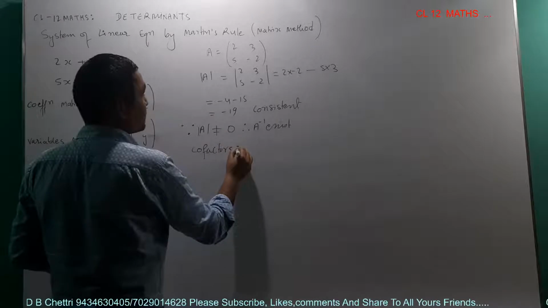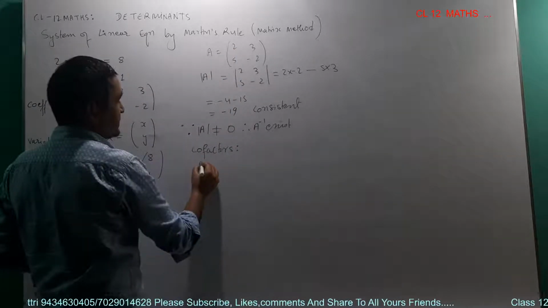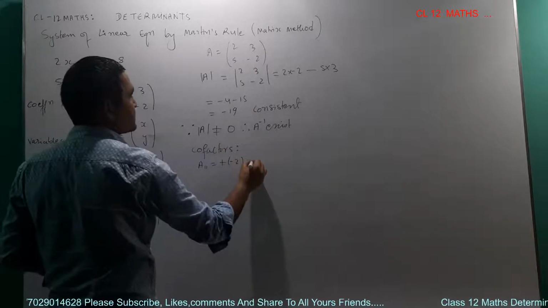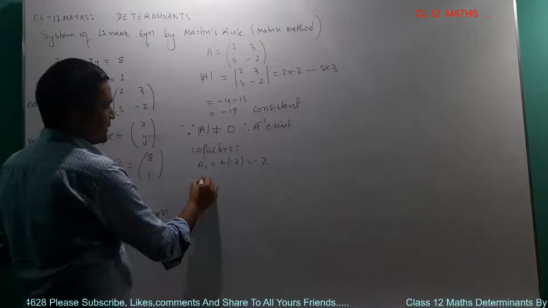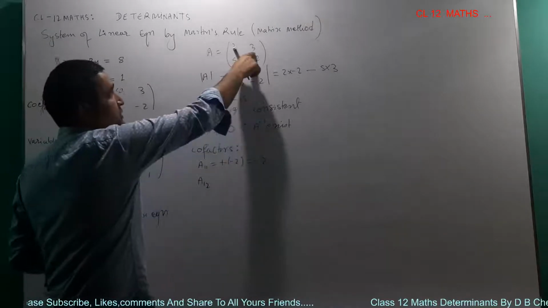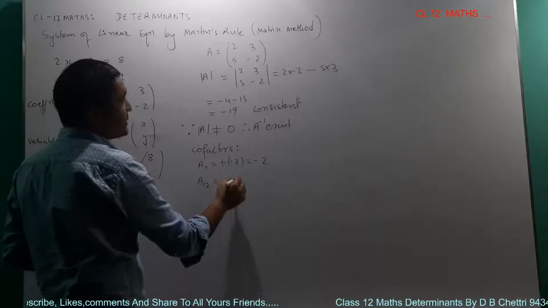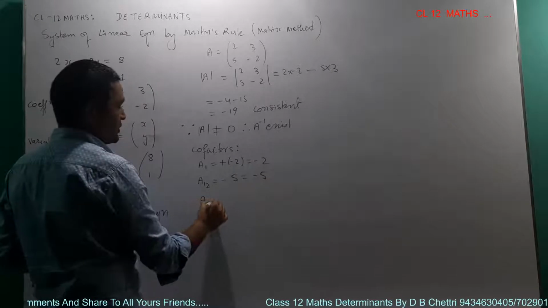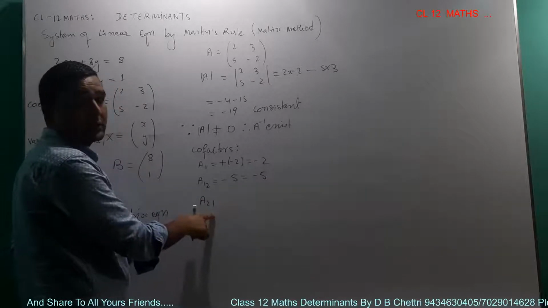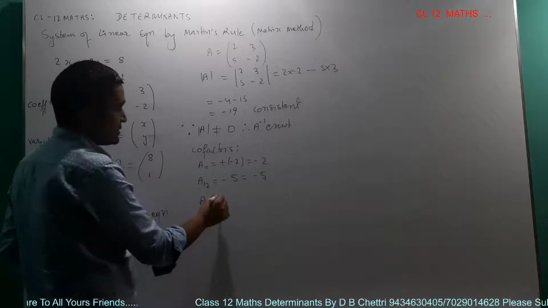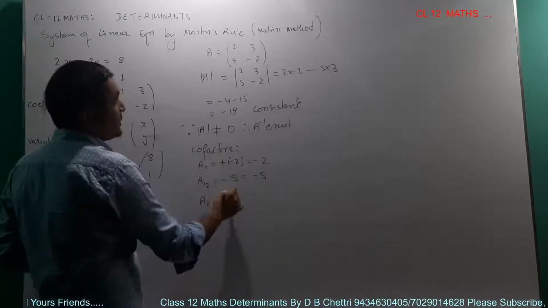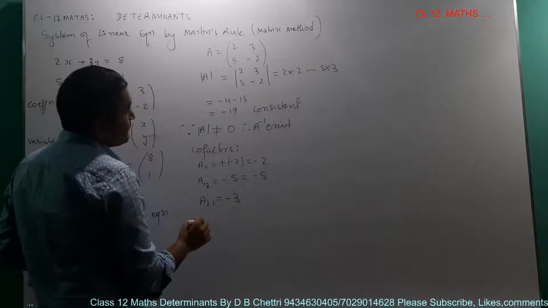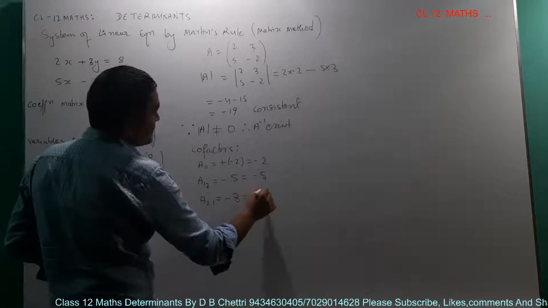We already learned how to get the cofactors. Now the cofactor of this one is indicated by A11. This is plus, then the opposite of this is minus 2, equals minus 2. Then position 1, 2: 1 plus 2 is odd, odd means minus, then the opposite of this one is 5, equals minus 5. Then 2, 1 is also odd, 2 plus 1 is 3, odd means minus, then the opposite of this 5 is 3. So this is minus 3.